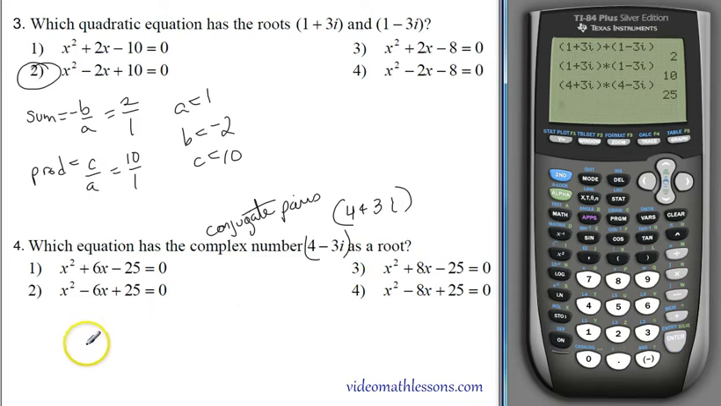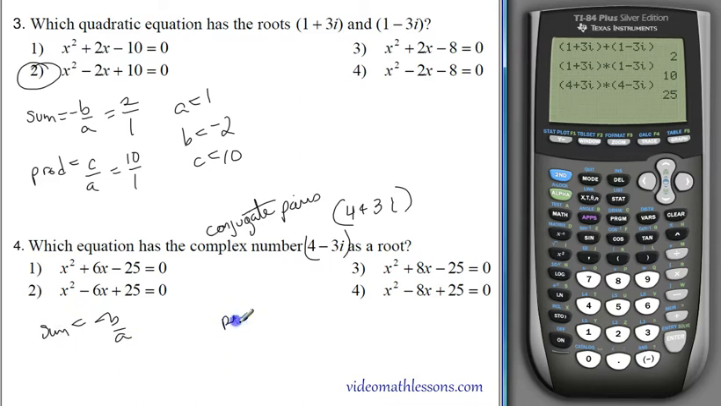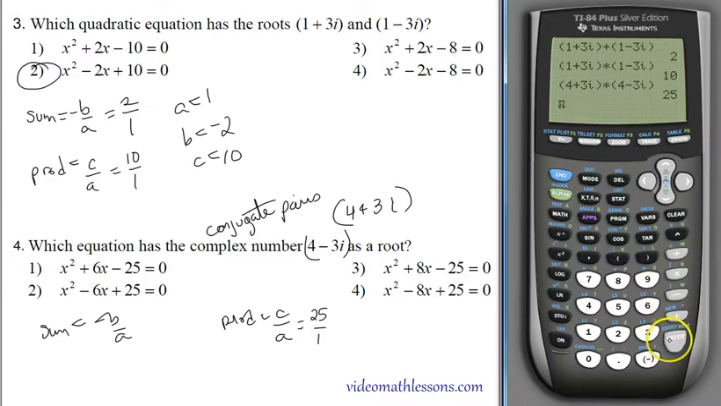I get 25. So I got two formulas. Sum, negative b over a. Product, c over a. And the product happens to be 25. So I'll write 25 over 1. Notice there's all 25's in the back of these. So that's a good sign. Second enter. And I got to change that to an addition sign in the middle to do the sum. Hit enter, and we have an 8.